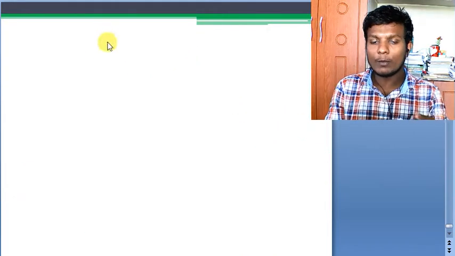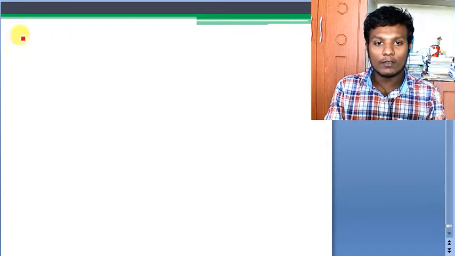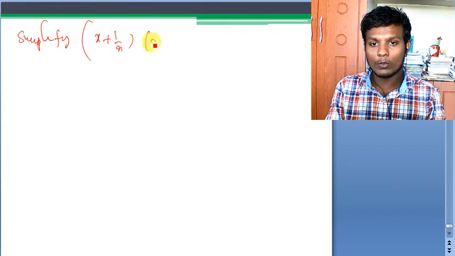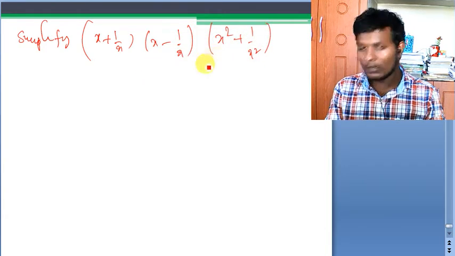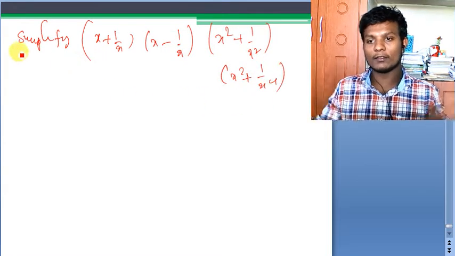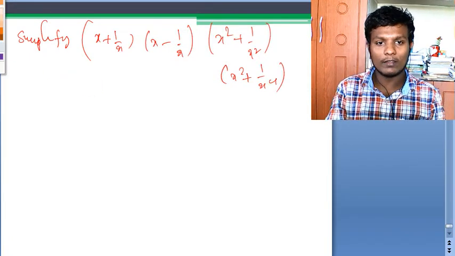I shall take one more example where it seems to be difficult, but it is not so. See, simplify x plus 1 by x into x minus 1 by x into x square plus 1 by x square. Let me add x power 4 plus 1 by x power 4 also. To complicate these things, they seem to be very difficult, but that is not so. Why? Let us see that.